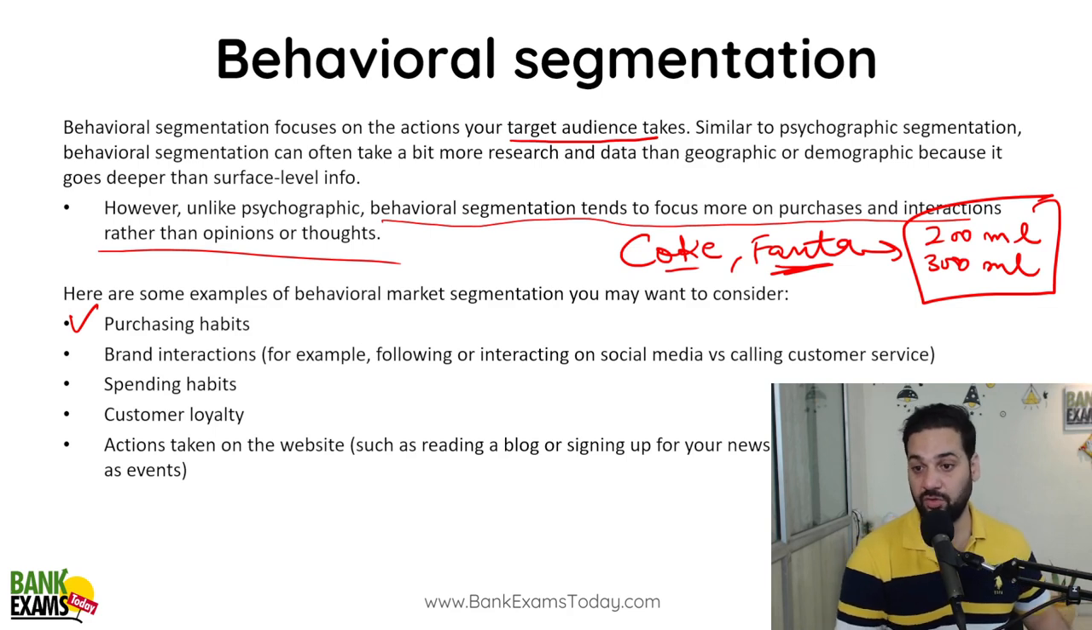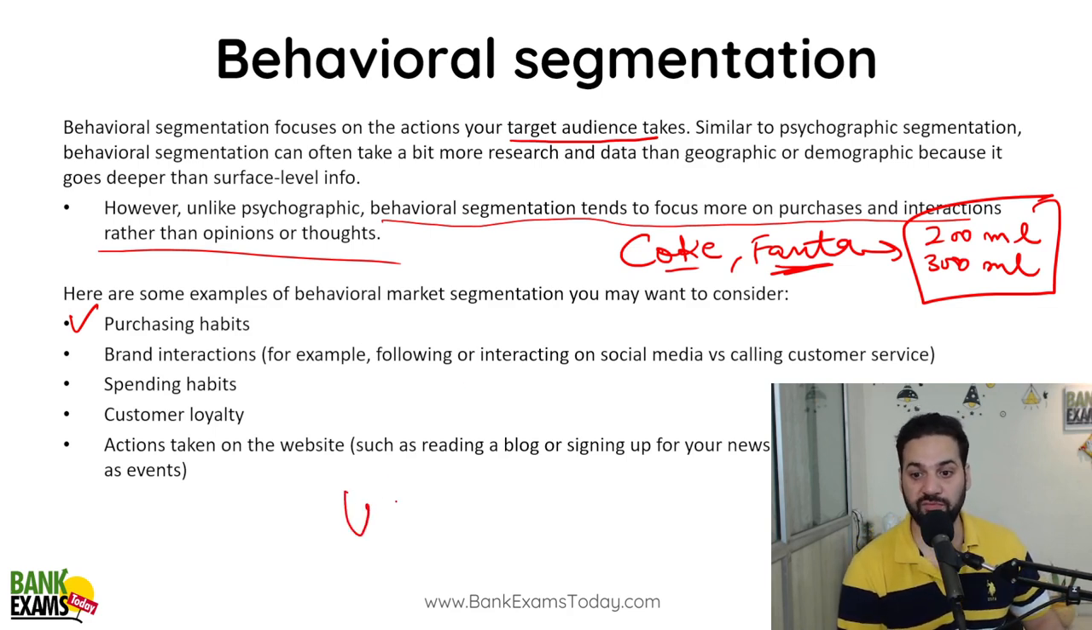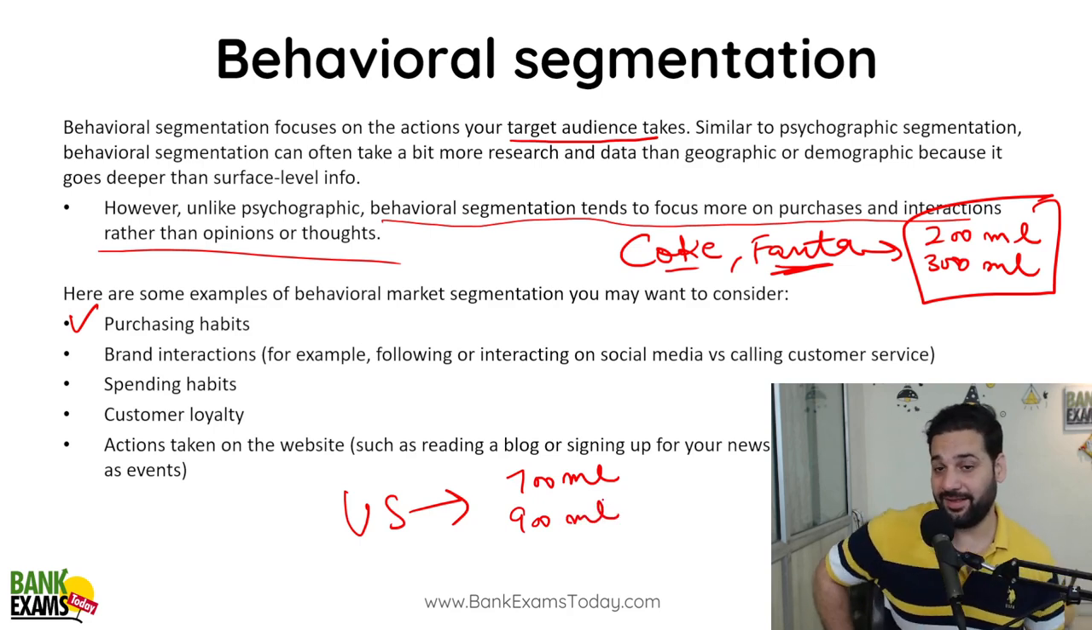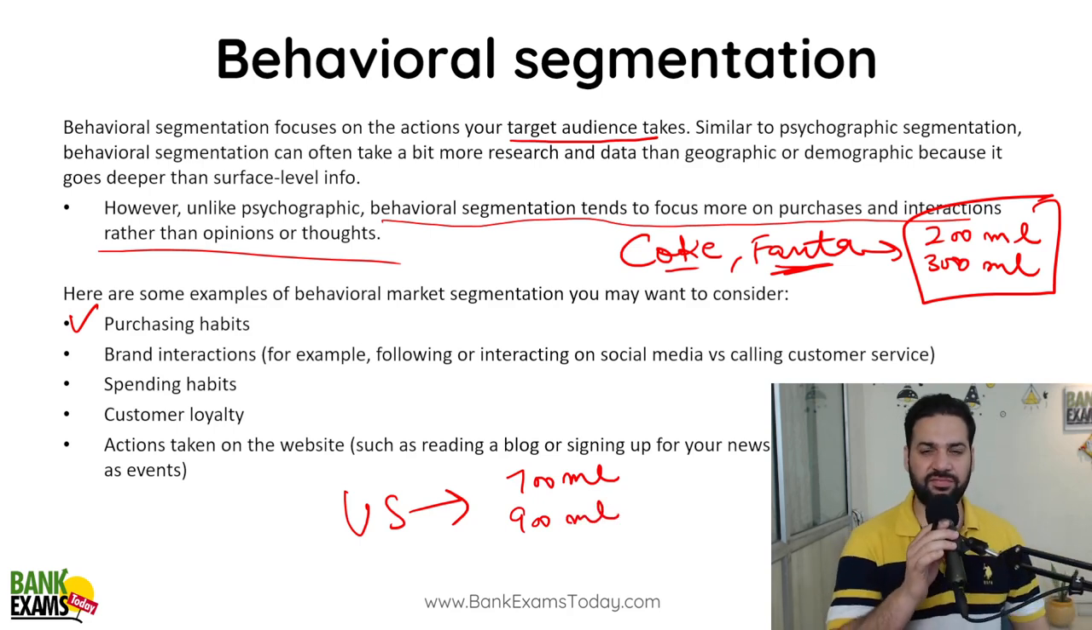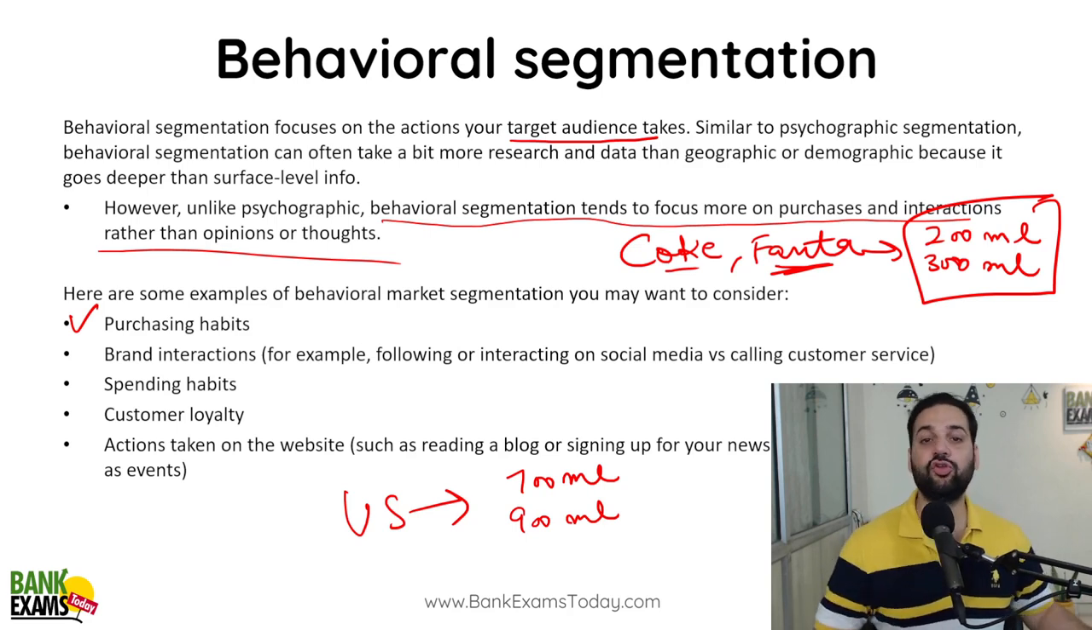If you have ever been to the US or you are watching US videos on YouTube, for those people, 700 ml is common. 700 to 900 ml, this is common. They don't drink 200 ml. They drink like 500, 600, 700 ml. This is common for them. That is their behavior. This is our behavior, right? This is our purchasing habit. We drink only that much, right?